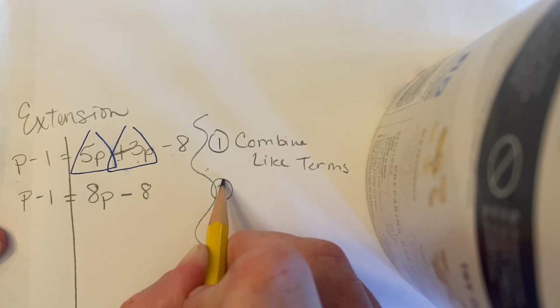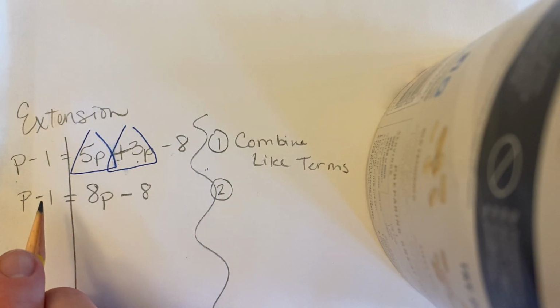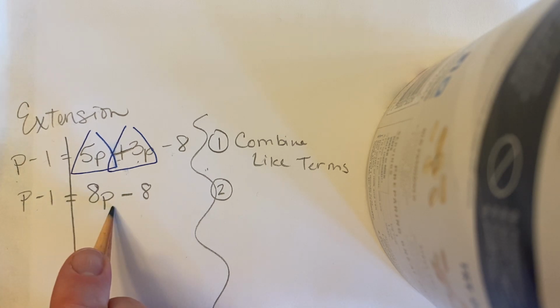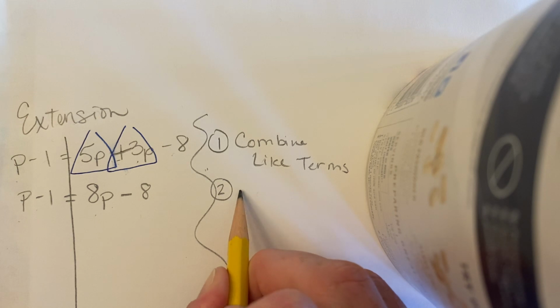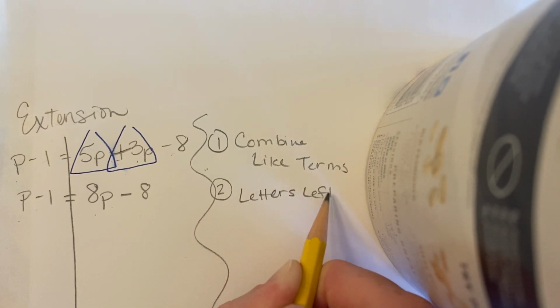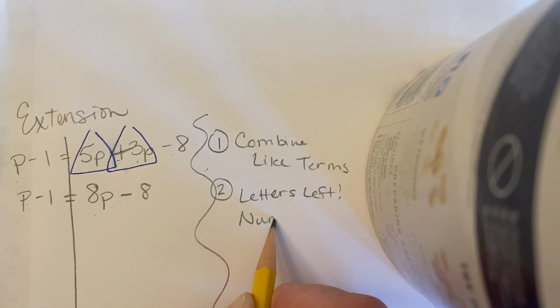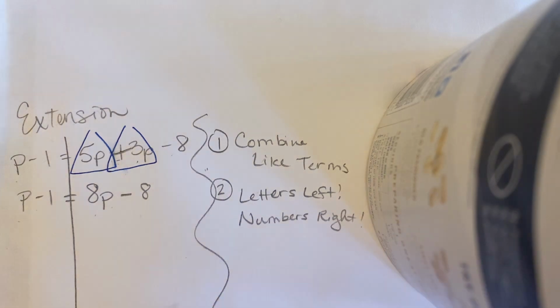Step two, at this point, I'm not ready for PEMDAS backwards. Why? Because I've still got letters on both sides of equals. So at this point, I'm ready to move letters to the left, numbers to the right. Okay, letters left, numbers right.